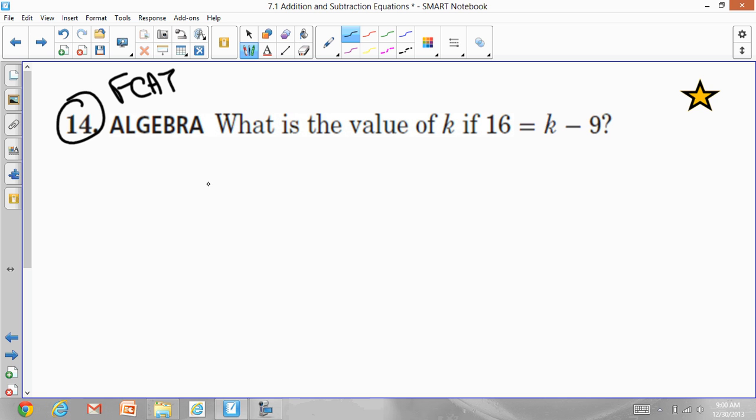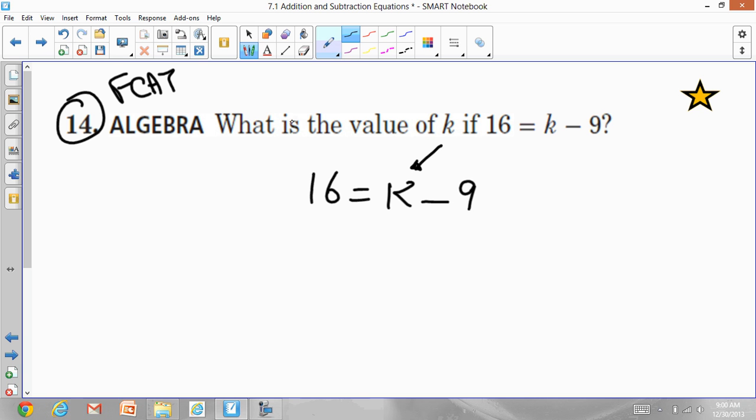Now, this is the last question in 7.1. What is the value of k if 16 is equal to k minus 9? Now, the variable can either be on the left side or it can be on the right side. It doesn't matter. So you want to find what k is. Now look in the question. You are subtracting a 9 from k. You want to get rid of this.